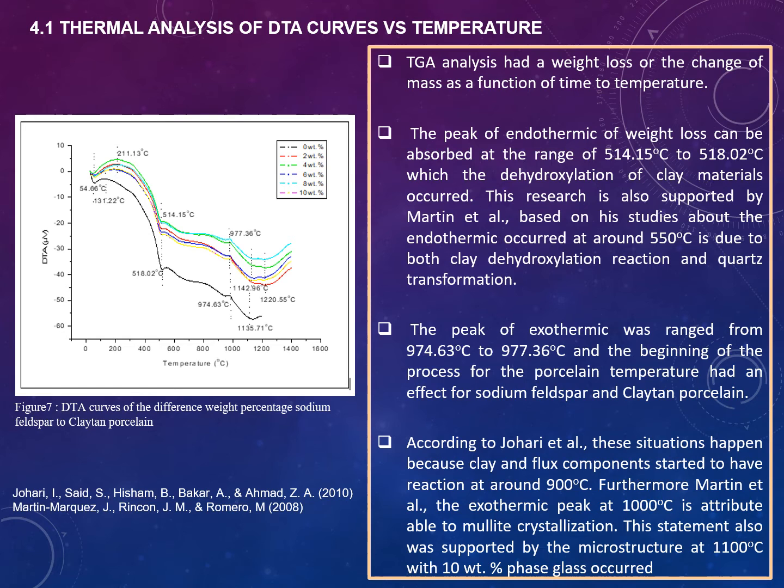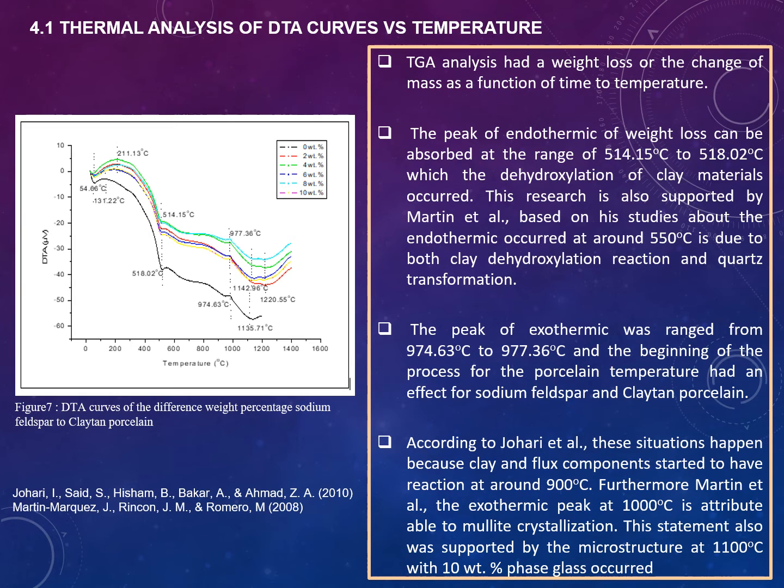And then the exothermic peak ranged from 974.63 degrees to 977.36 degrees, and the beginning of the process for the porcelain temperature had an effect on sodium feldspar and CLAYTAN. According to Johari, this situation happened because clay and flux components started to react at around 900 degrees.